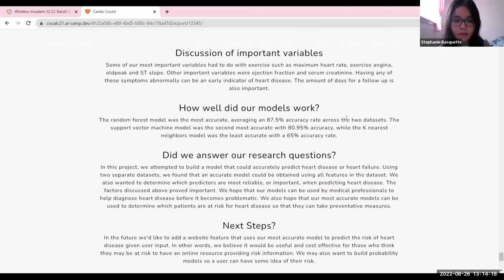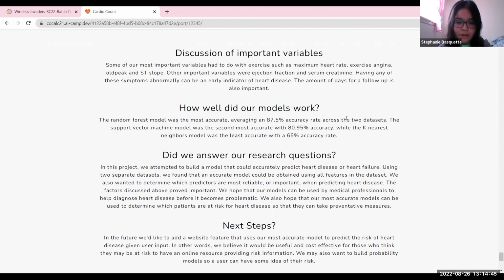Our most accurate model was the random forest model, averaging an accuracy of 87.5%. The SVM model was the second most accurate with an 80.95% accuracy. The KNN model was the least accurate since it wasn't able to identify any accurate negative indicators.